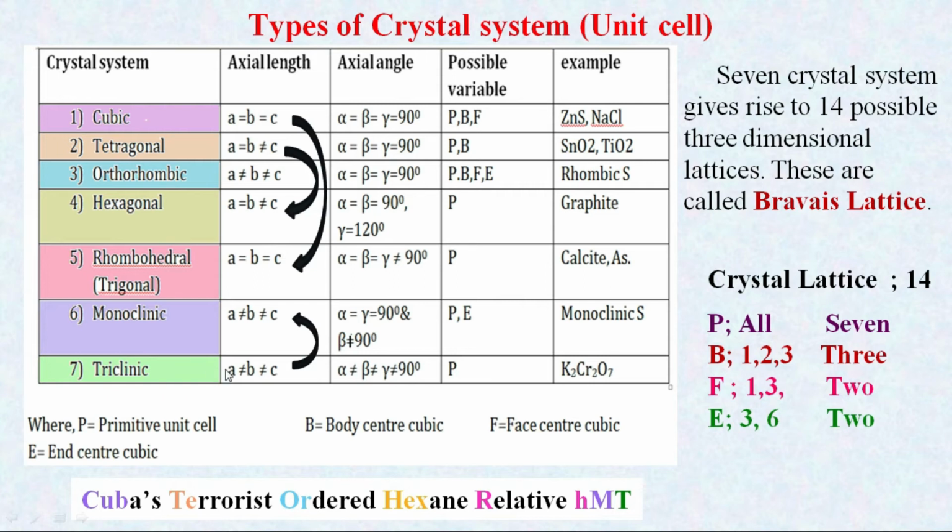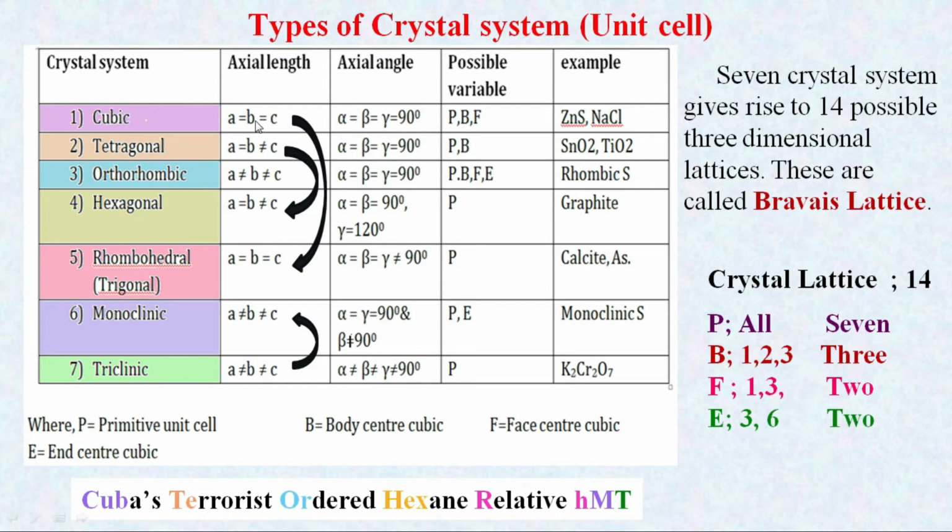So triclinic, a is not equal to b, not equal to c, and alpha is not equal to beta, not equal to gamma, and also not equal to 90 degree. So now out of 7, 2 we have remembered with perfection. Now let us see how the remaining 5 can be remembered in the easiest mode.